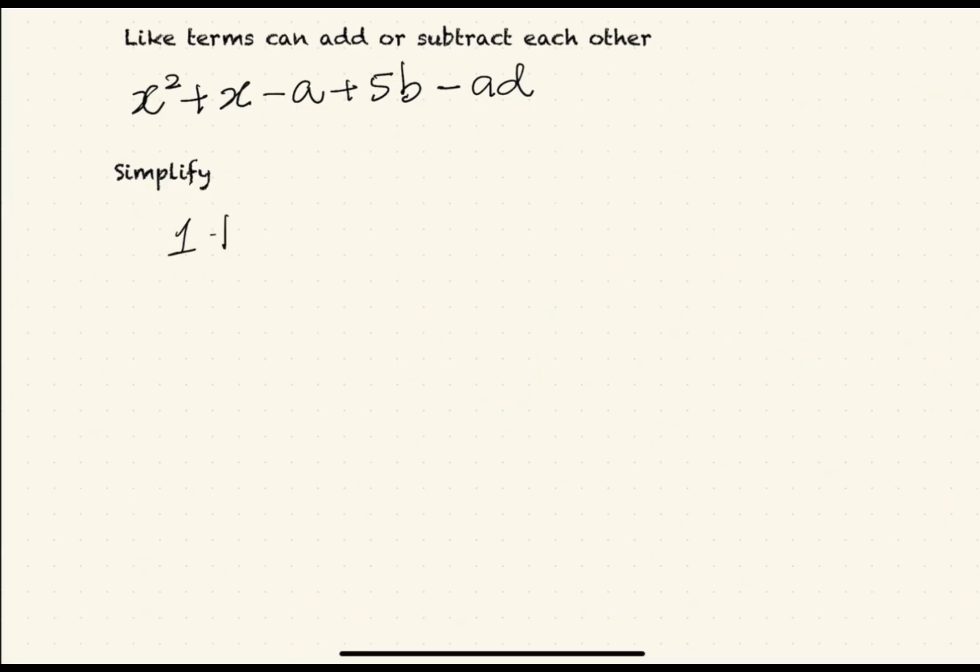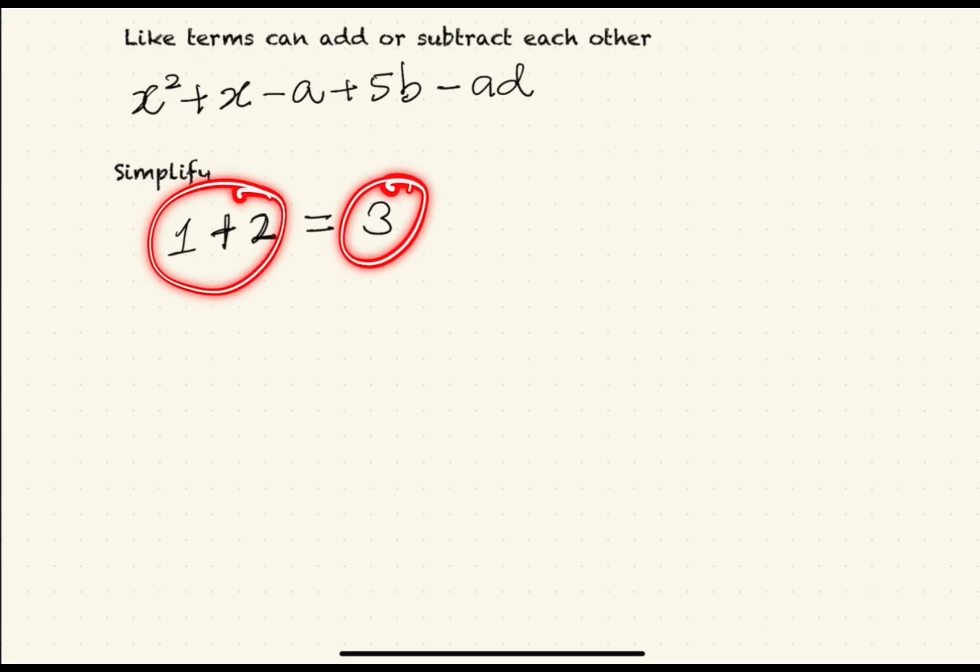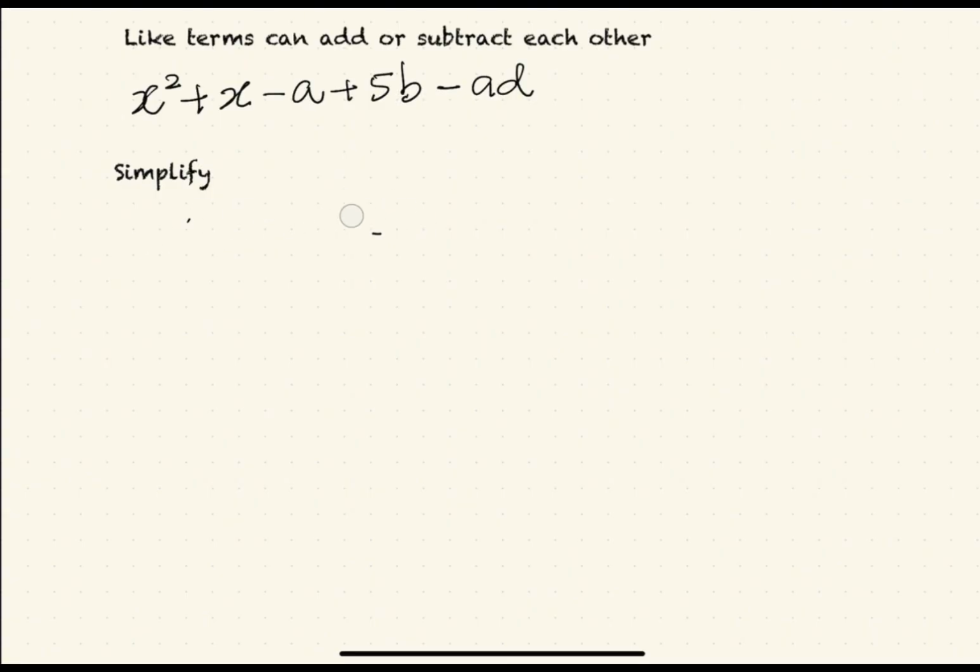Simplification is like that. Even if someone is to say 1 plus 2, it's not a simple way of writing it. The simple way of writing 1 plus 2 is just to say 3. It's pretty much the simplest way. So 1 plus 2 and 3 are the same thing, but one is simpler than the other. So we look for the simple way of writing something. Okay, so that's it about like terms.